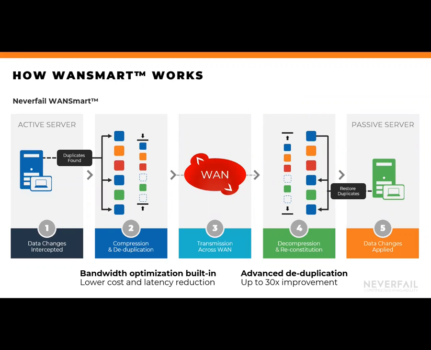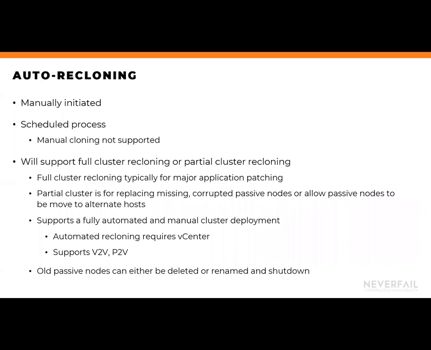So WAN-Smart is actually our bandwidth optimization technology that is built into Continuity Engine. It is licensed differently. So it is not automatically added, and it's only used in a DR configuration. If you have a customer that has low bandwidth or congested bandwidth, you would definitely want to have WAN-Smart as part of this deployment. We also have another technology called auto recloning.